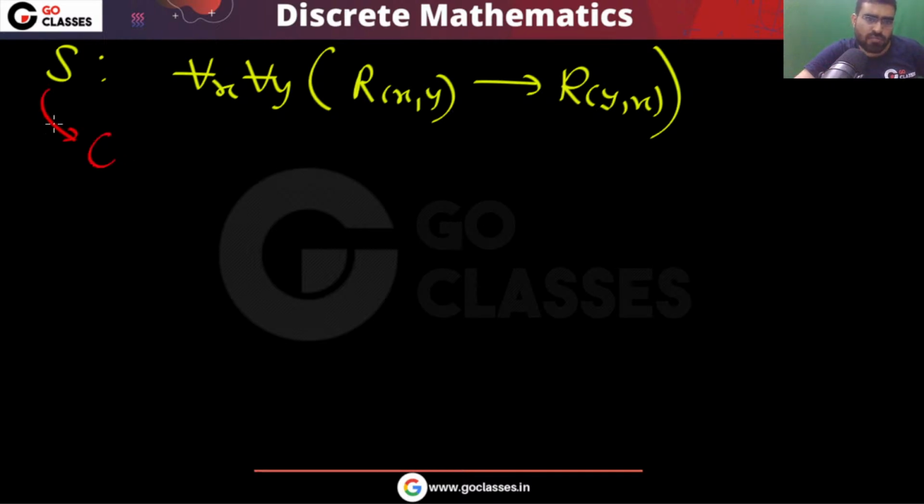Let me do more analysis. So this statement is given to you. Let's call this statement S. So for all x, for all y, R(x, y) implies R(y, x). Let's do some more analysis. So you can easily see that. Can you give me a counter model for this S? Give a counter model.